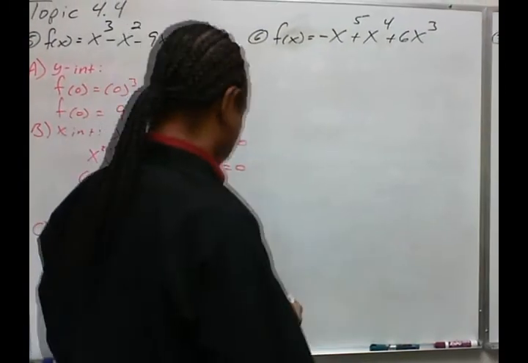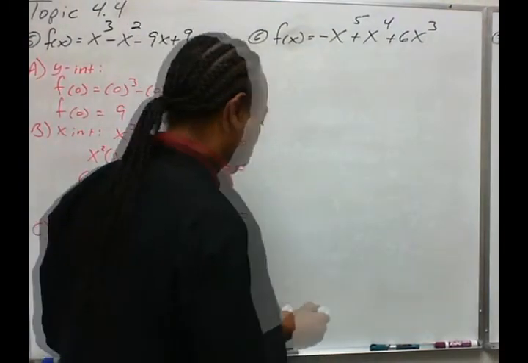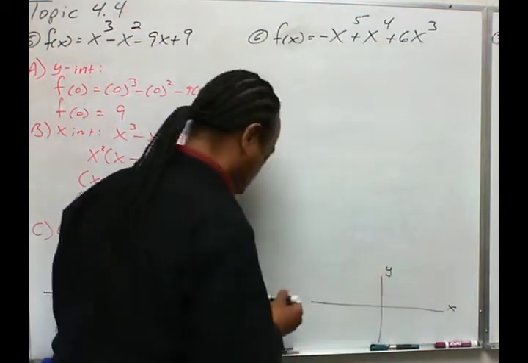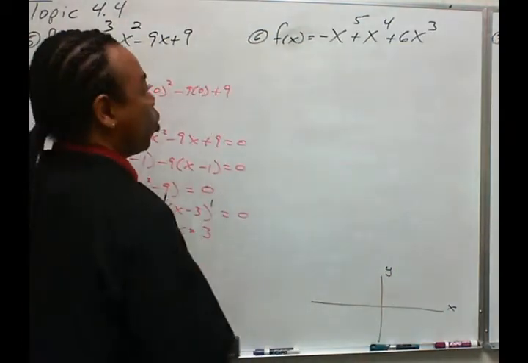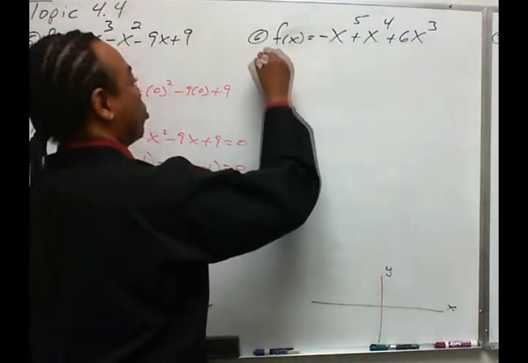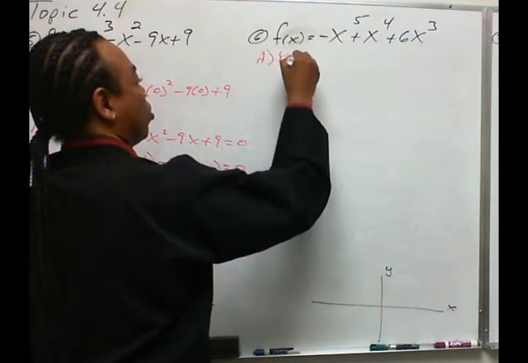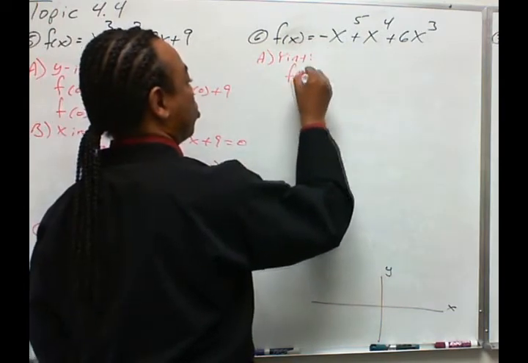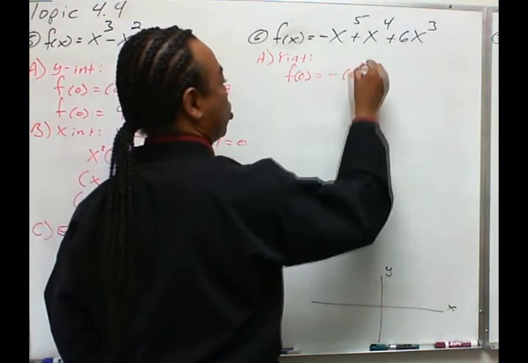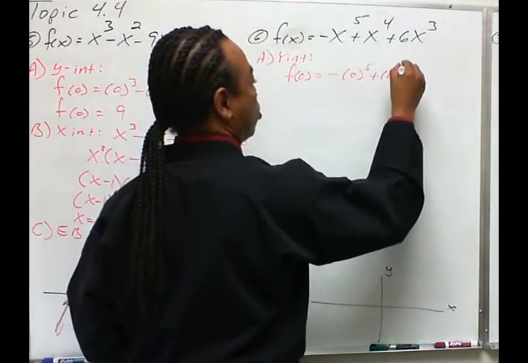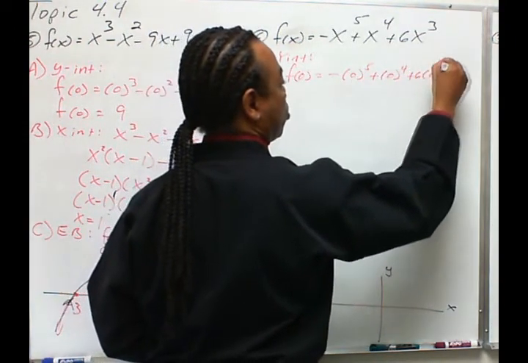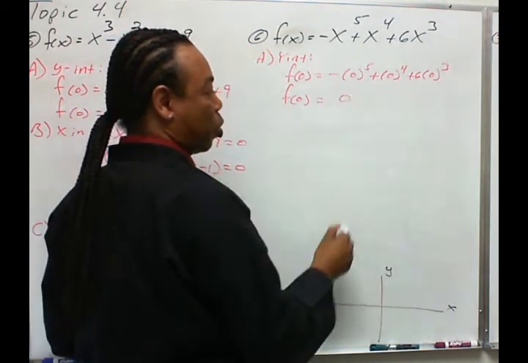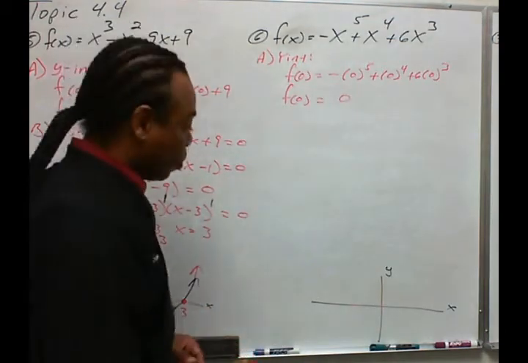Number 6. Okay, number 6, let's get the graph ready. And first we'll look for the y-intercept, by setting all our x's equal to 0. This evaluates to 0, so we have a y-intercept of 0, 0.